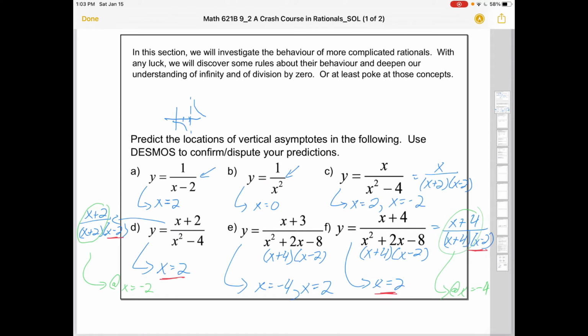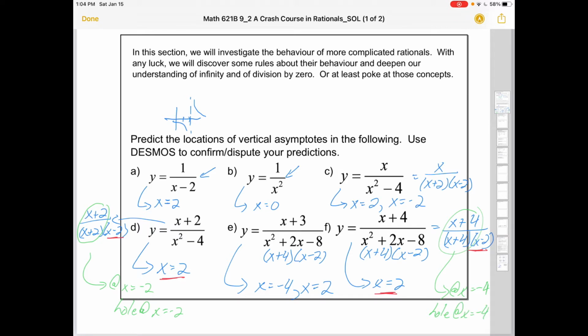If we were to generate some rules around this, it seems like numbers that make just the bottom 0 create asymptotes. Numbers that make both the bottom and the top 0 create holes in the graph. So we've got a hole at x equals -2. Graph doesn't exist there. Hole at x equals -4.